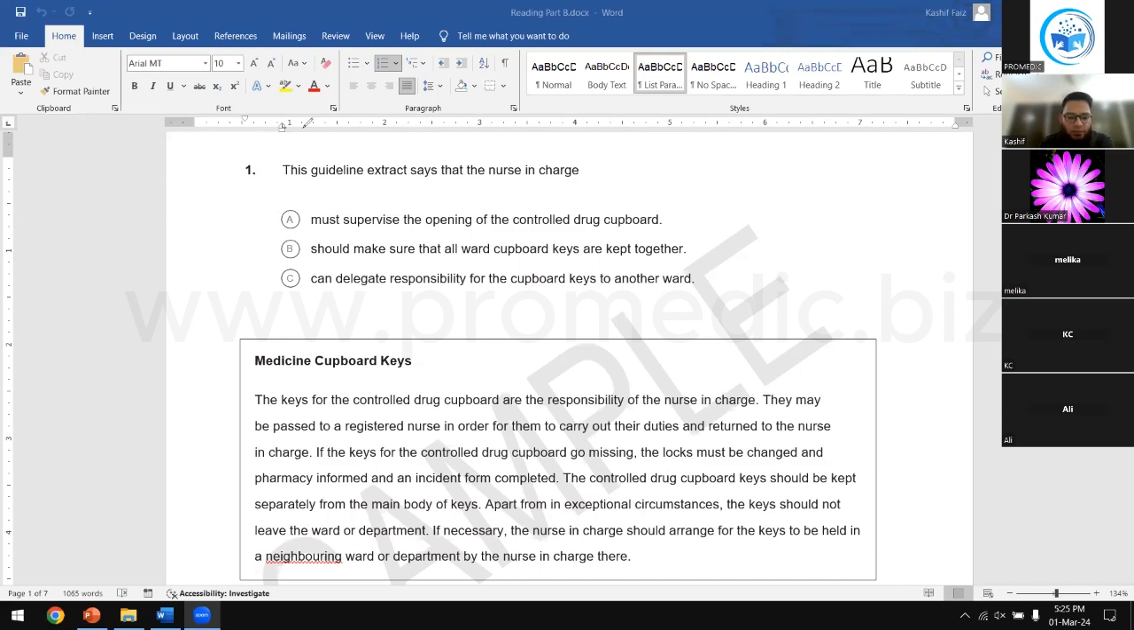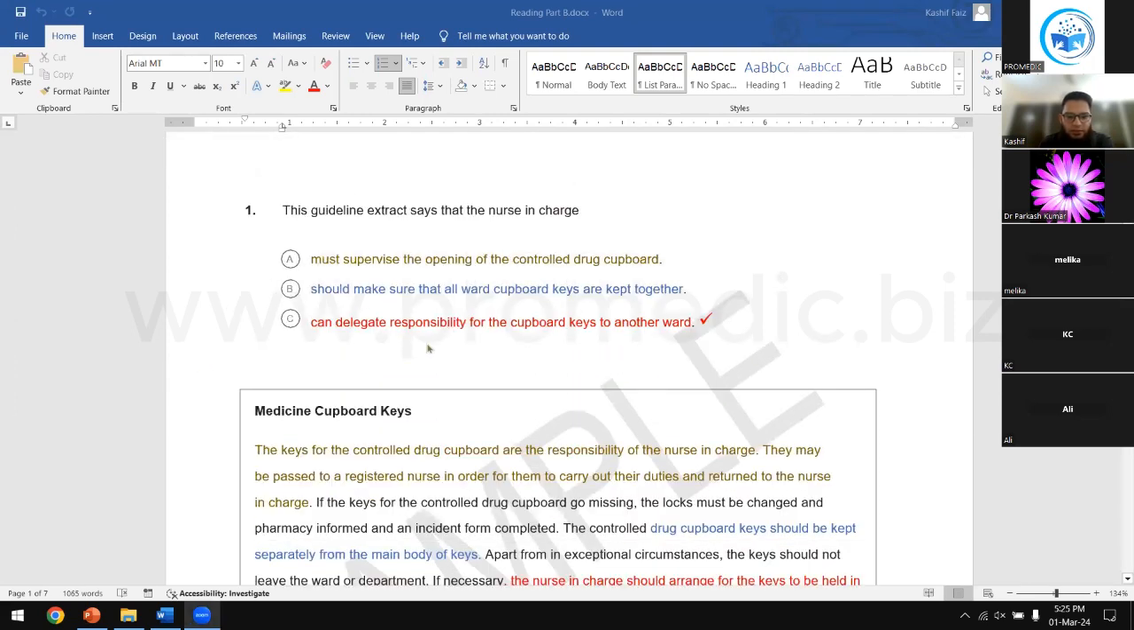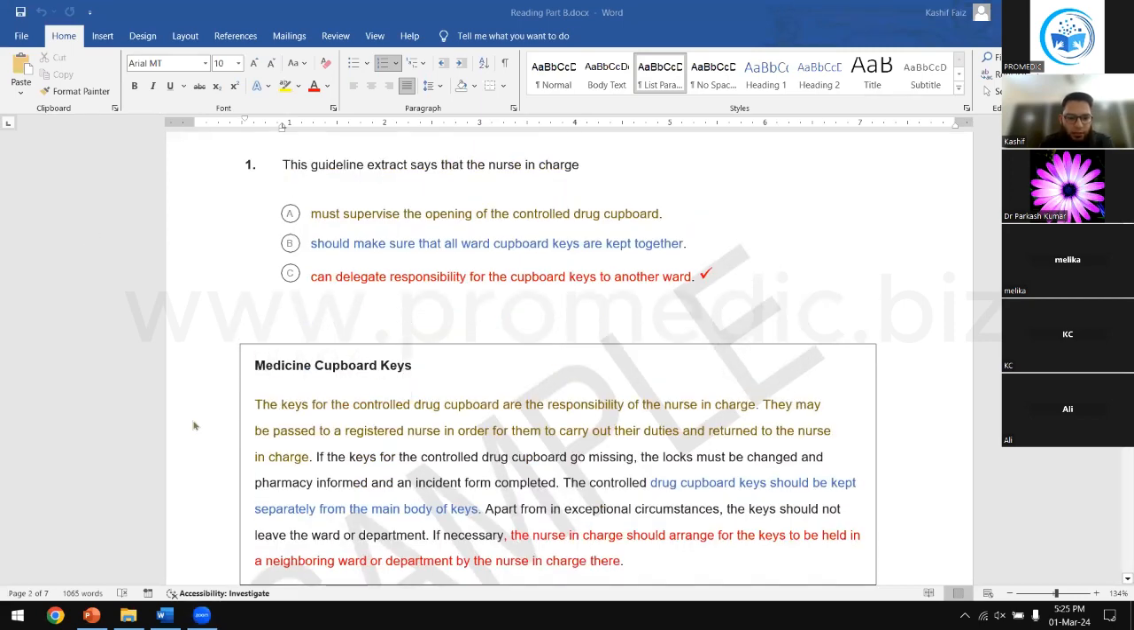Okay, I can see a lot of people are saying C. So this is the answer, C. C is the right answer. Okay, why? As I said, you have to read between the lines. So what does this extract tell you? Why is A not the right answer? Because A says the keys for the controlled drug cupboard are the responsibility of the nurse in charge. They may be passed to a registered nurse in order for them to carry out their duties and return to the nurse in charge. And it says must supervise opening of the controlled drug cupboard.